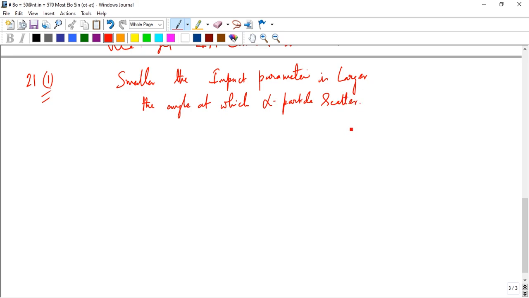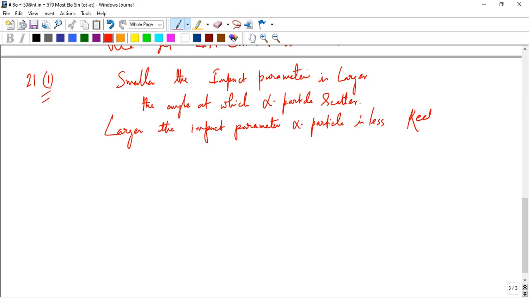So the larger the impact parameter, the alpha particle is less keeping its original trajectory.